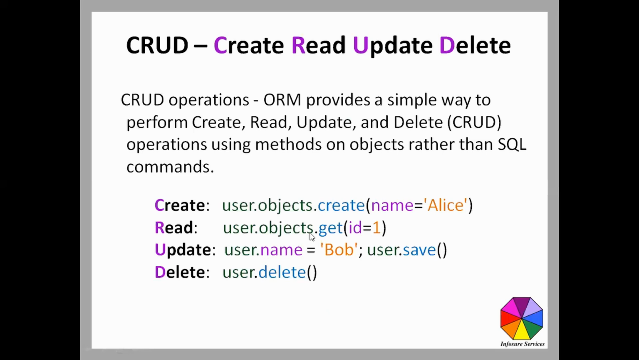Now, ORM does this, the objects are created, so what do you do with the objects? In your home page or the landing page, you want to read all the existing records. So this is a query operation, or read. Here the object is user.objects.get. Get will take an ID and get the rows.